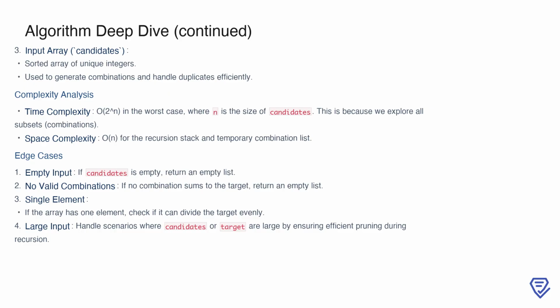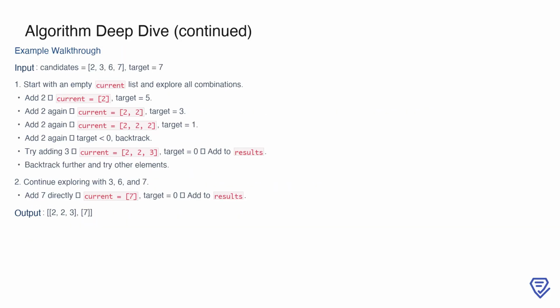Several edge cases should also be considered. For instance, if the input array is empty, we simply return an empty list. If no valid combinations exist for the target, the result is also an empty list. For arrays with a single element, we need to check whether that element can repeatedly sum to the target. Finally, for large inputs, pruning invalid paths early ensures that the algorithm remains efficient and doesn't exceed memory or time limits. To better understand how the algorithm works, let's walk through an example.